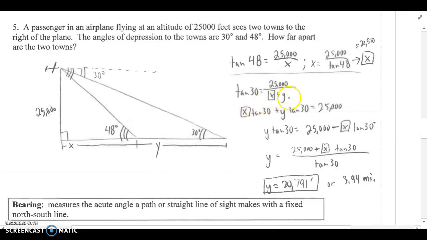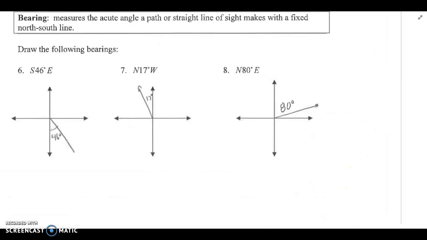So move this x tan 30 to the other side. Divide both sides by the tangent of 30. Now y is all by itself. Evaluate the numerator, divided by the denominator, and we get about 20,791 feet. And generally, when we talk about cities, we talk about the distance in miles. So if you divided this by 5,280 feet, we get 3.94 miles.